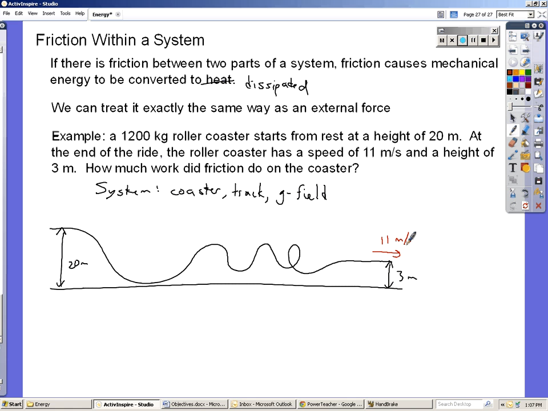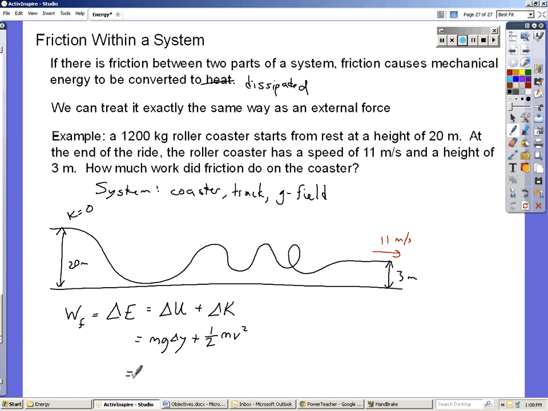Well, the work done by friction is just the change in the mechanical energy. So we can treat it almost as if friction is an external force, except that it's taking energy away and turning it into dissipated energy. So the work done by friction is equal to the change in energy of the system. So that's change in potential energy plus change in kinetic energy. Change in potential energy is mg delta y. The initial kinetic energy is equal to 0, so the change in kinetic energy is 1/2 mv squared.